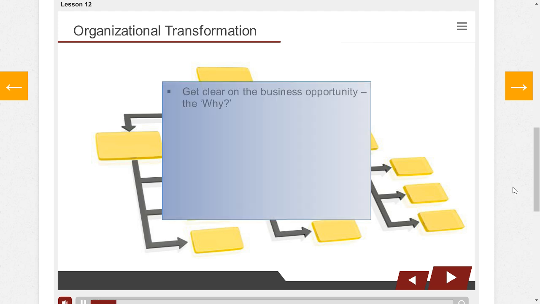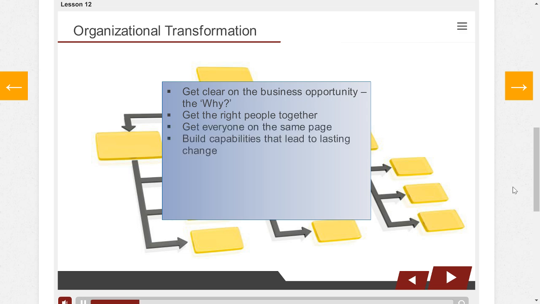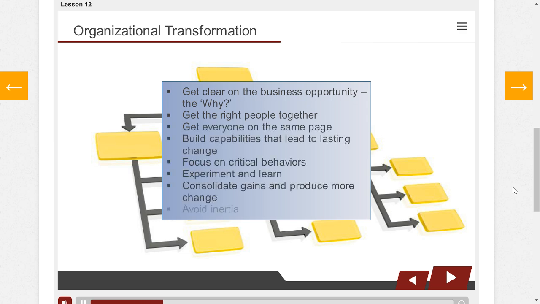This screen shows Kotter's 8 steps applied to adopting a DevOps culture. We're going to go on and study each step in more detail.